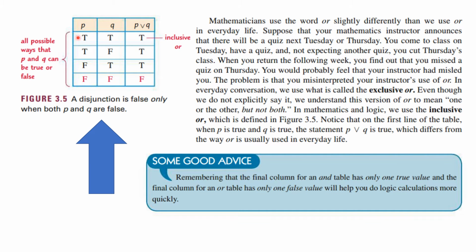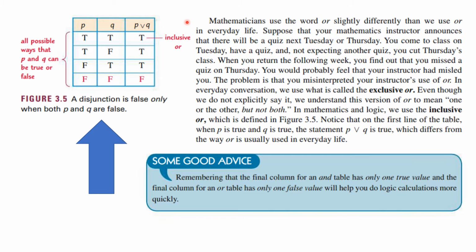Okay, so here is the truth table for disjunction. Again, a disjunction is false only when both are false. Otherwise, it is true. And this is or. And here we list all possible ways that P and Q can be true or false. Now, mathematicians, however, use an inclusive or in this definition. And that means we use it perhaps slightly differently than some people use it in everyday life.